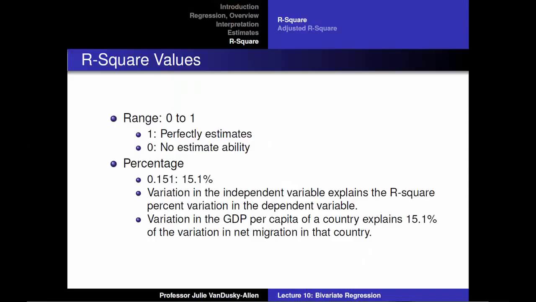An R-square ranges from 0 to 1. Values close to 1 indicate that the independent variable estimates the dependent variable well. Values close to 0 indicate the independent variable estimates the dependent variable poorly. In our example, the R-squared was 0.151. You move the decimal place over twice and make this value a percentage. Then you state that variations in the independent variable explain the R-squared percentage variation in the dependent variable, or in this case, variation in the GDP per capita of a country explains 15.1% of the variation in net migration in that country.